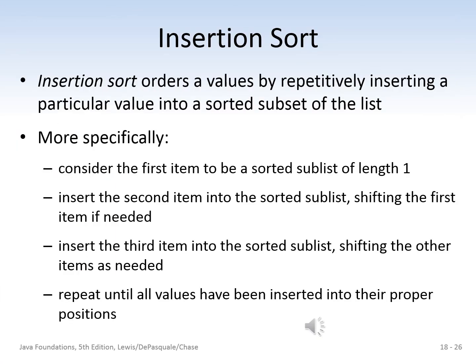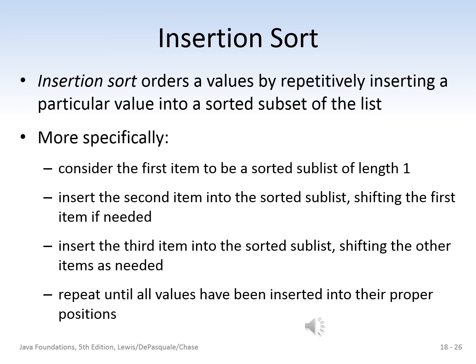The insertion sort is up next. It orders values by repetitively inserting a particular value into an already sorted subset of the list. So think about or consider the first item to be sorted as a sublist of length 1. Done. Insert the second item into the sorted sublist, shifting the first item if we have to. So then we have a sublist of 2.